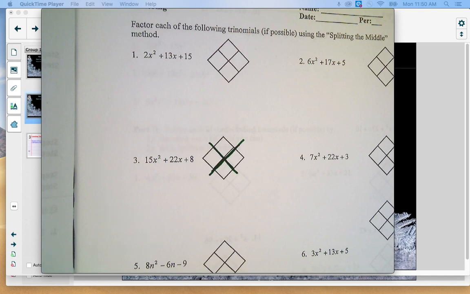Hannah was first, and you already went. Hannah, go ahead. 3 through 8. 3 through 8, please. So 3, 4, 5, 6, 7, 8. So 6 problems.